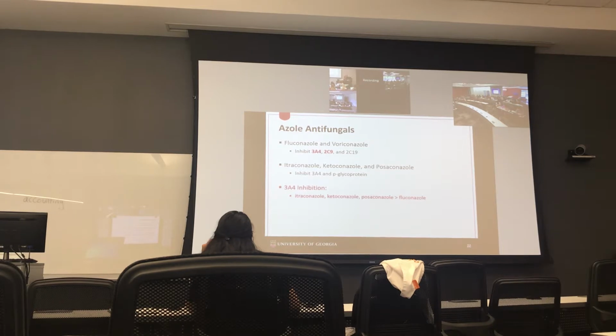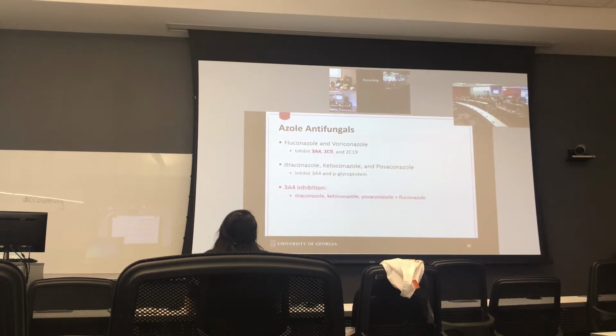Fluconazole and voriconazole also inhibit 2C9 and 2C19. So again, when we see 2C9, we think warfarin, right? And then our other azoles also inhibit P-glycoprotein. So there are a lot of enzymes that are inhibited through azoles, so a lot of interactions that we have to be aware of.